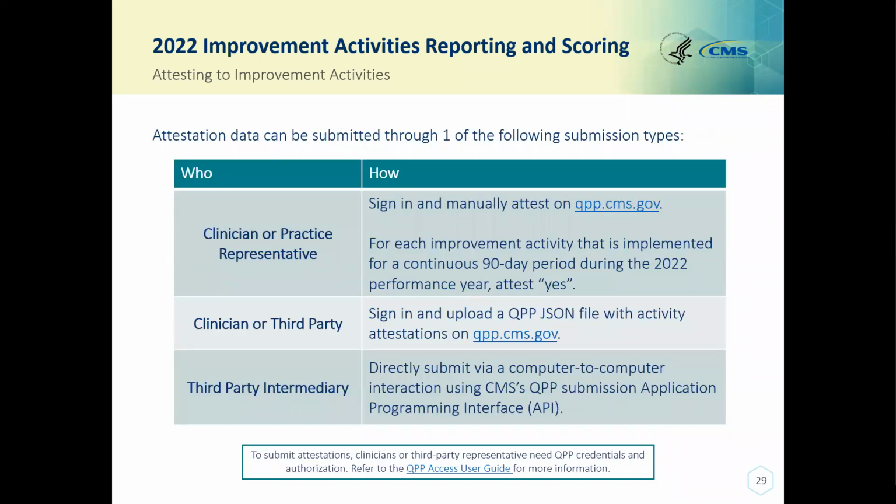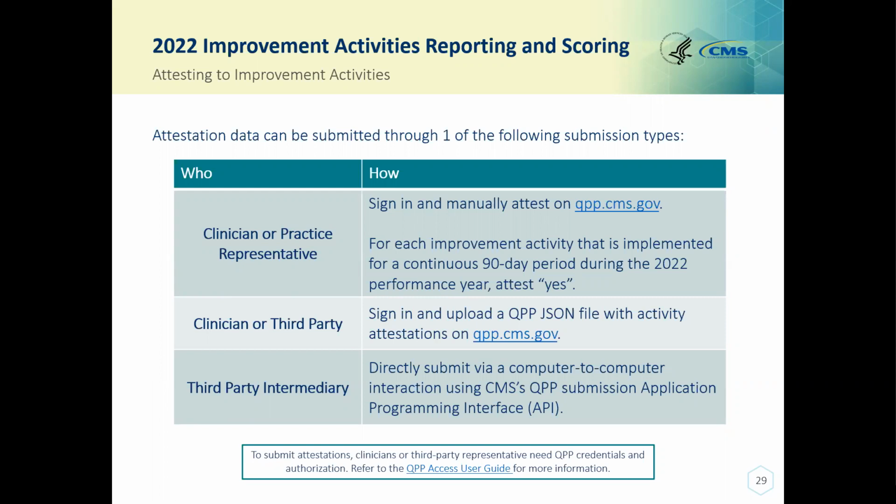Okay, and so attestation can be submitted through one of the following submission types. These three are all found when you go into our reporting tool. So who can do it and how they can do it. A clinician or practice representative signs in on our QPP website, and then they attest yes. You go in there specifically to your IA that you have completed, and you say, yes, I'm attesting that we have completed this IA.